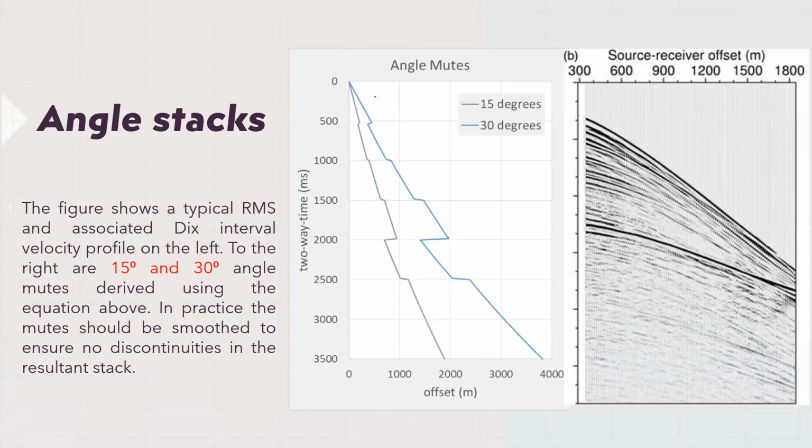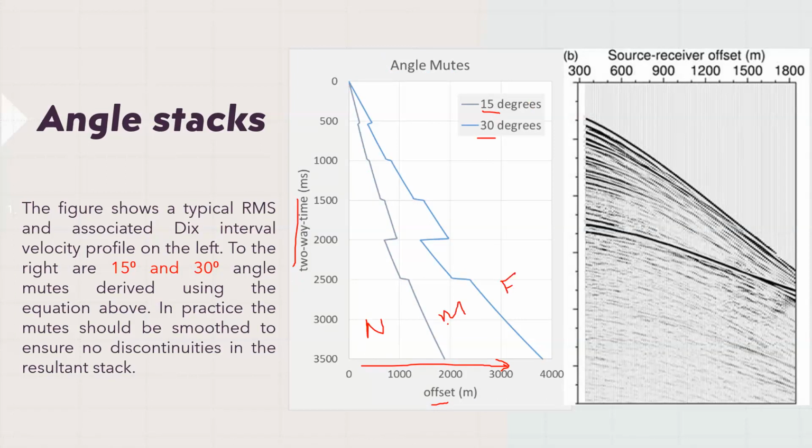In this figure, on the x-axis we have the offset and on the y-axis we have two-way time. Normally, how do we do the division of the offset or the angle stack? You can see this is the angle mute we can do. When we draw this curve, the first one is the 15-degree curve, this is your 30-degree curve, and the rest is above 30 degrees. So this is near, this is mid, and this is far stack.